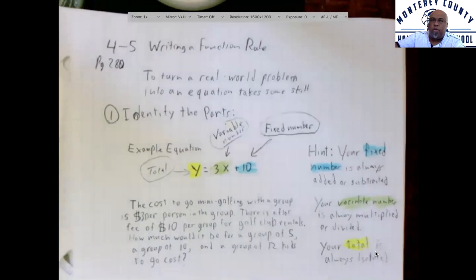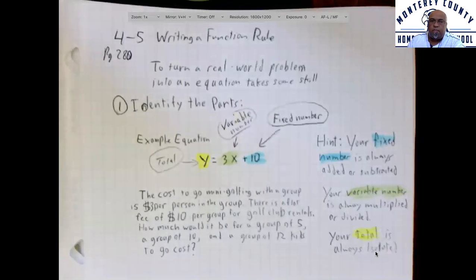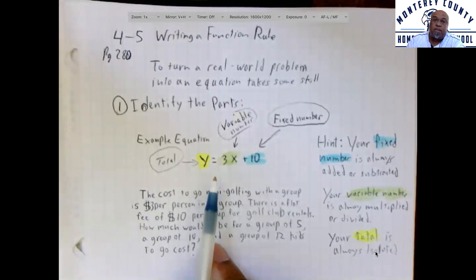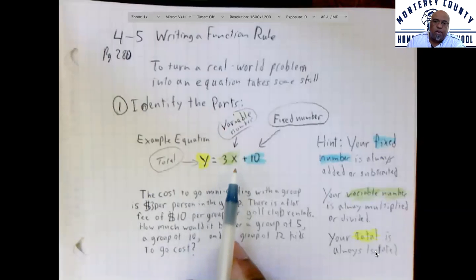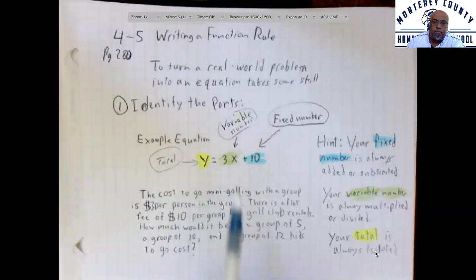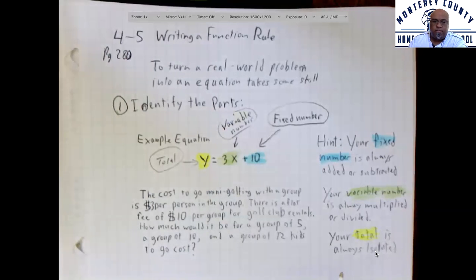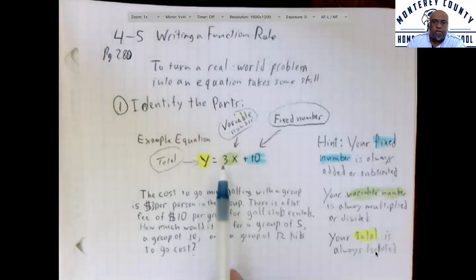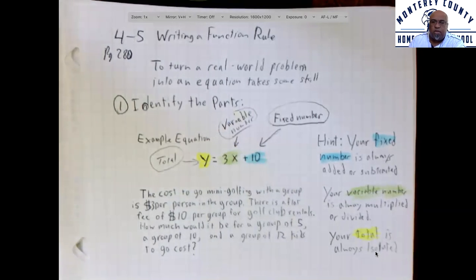Now, as you're well aware, this can, like from the last lesson, you can convert this into a graph. Like you give a value for x and then just continue on. So let's just take a look. Y represents the total, 3x represents the variable number, and plus 10 represents the fixed number. So I wrote some hints here on the side.